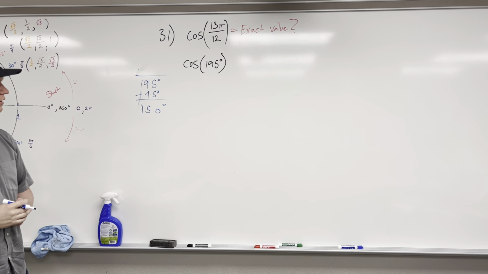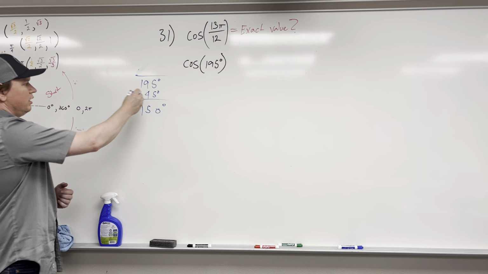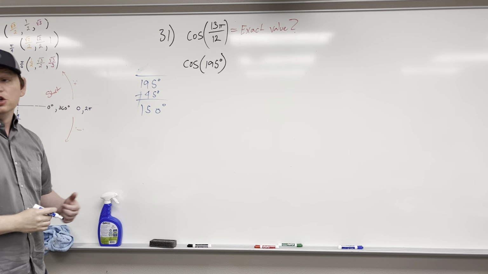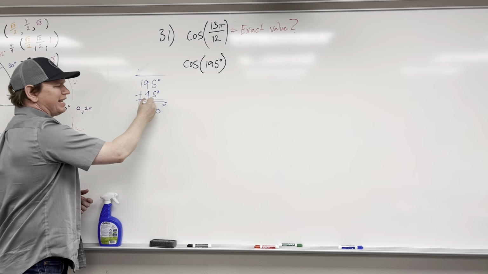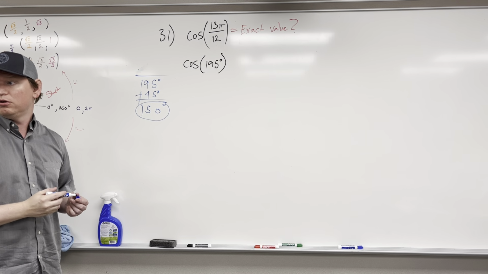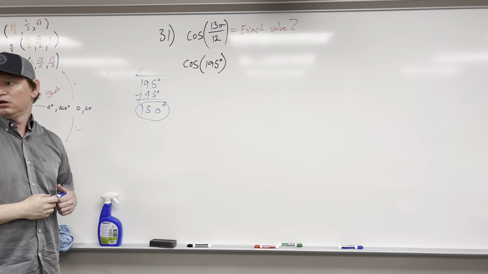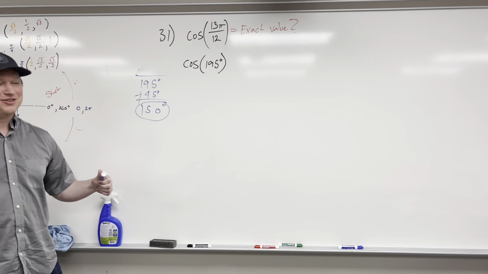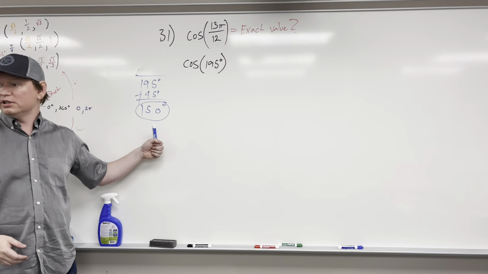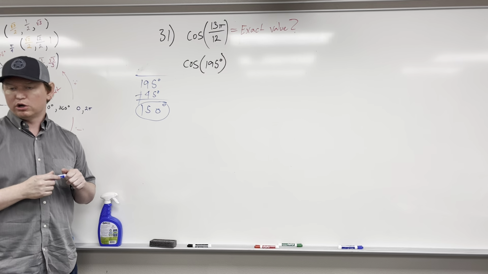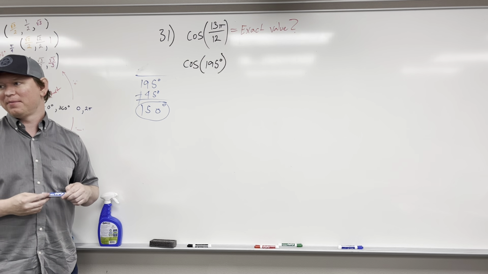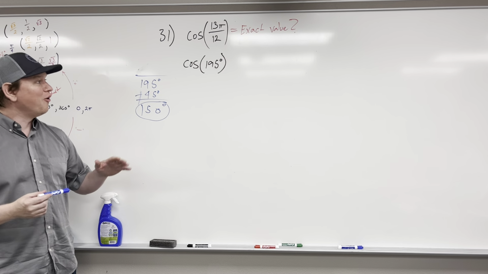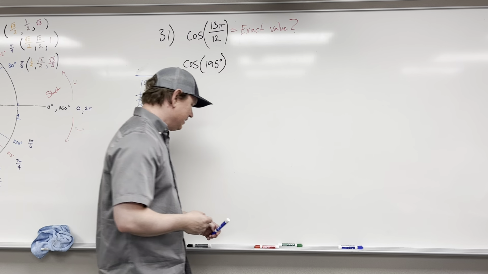150-degree angle. Did I do that right? 9, 10, 11, 12. Yeah, 150. Do we know, and you always have to double check, is that a special angle that you know? It should be. They're not trying to trick you. It is a special angle. What quadrant is this in? Quadrant 2. What reference angle is that? 30. Yeah, okay.